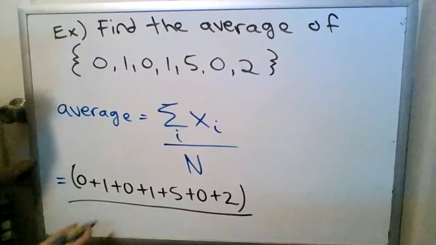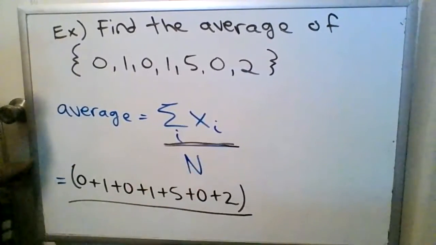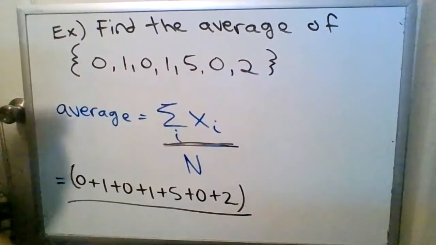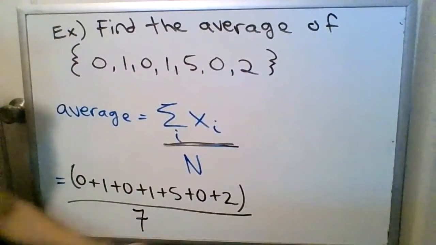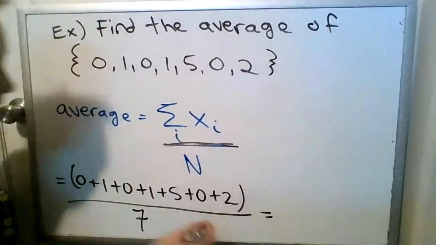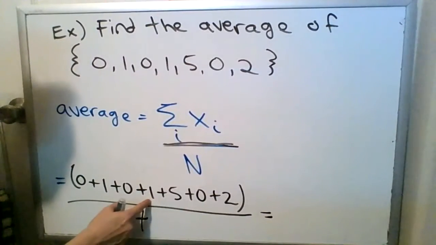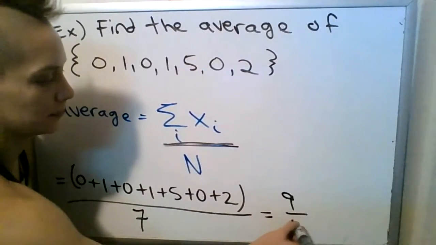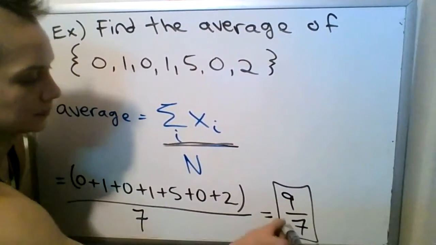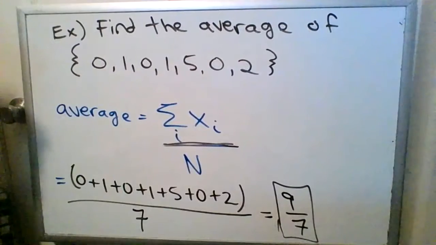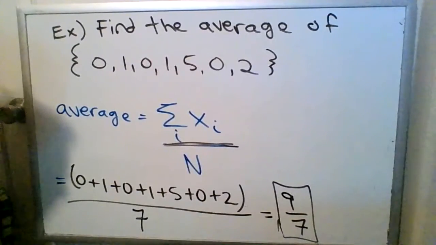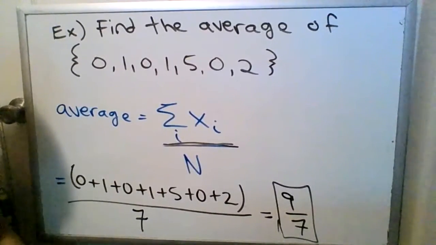Divide by 7 right there. 1, 2, 3, 4, 5, 6, 7 elements total. All right, let's see. 2 plus 5 is 7, 8, 9, 9/7. And on a test or something, you can leave this as a fraction, or you can write it as a decimal. Either way works for me.